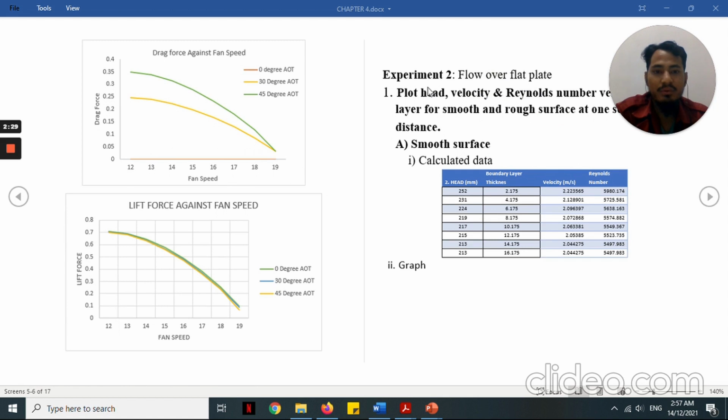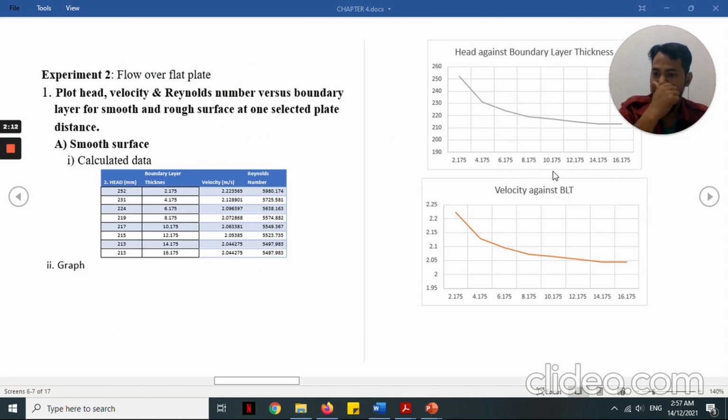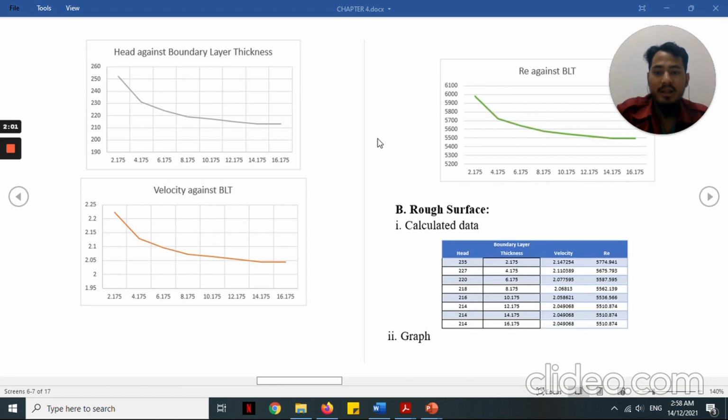Next, we go to experiment 2, which we are interested to investigate the flow over flat plate. Next, the calculated data we get, and we can calculate the velocity and Reynolds number and the graph. For experiment 2, they are divided into two types of surface. The first one is smooth surface, and the next one is rough surface.